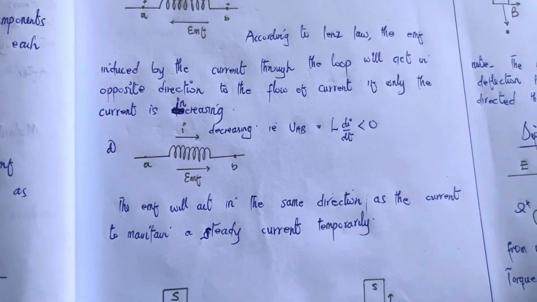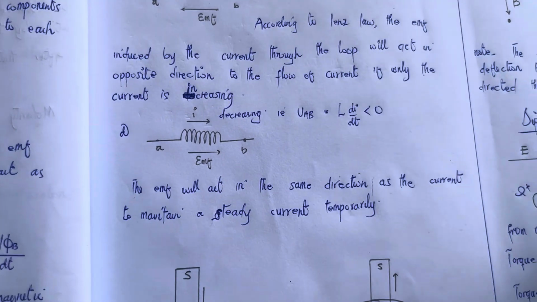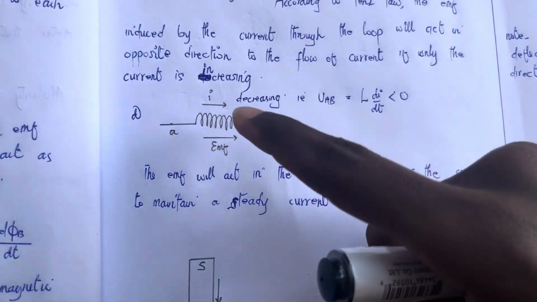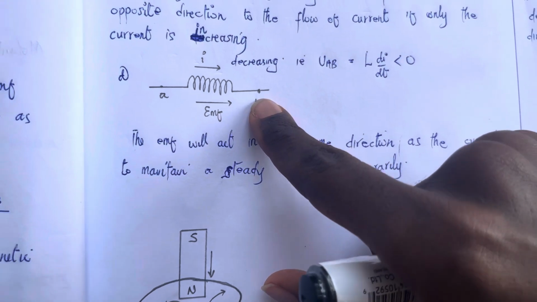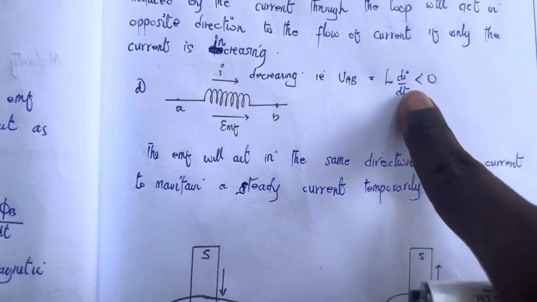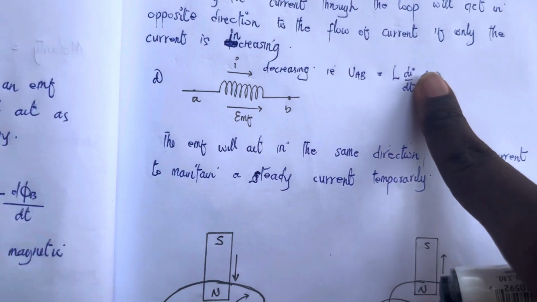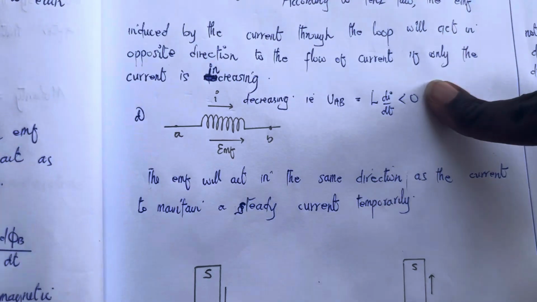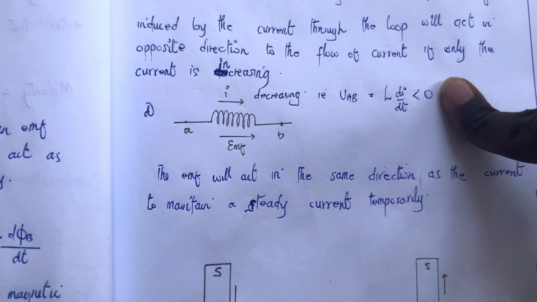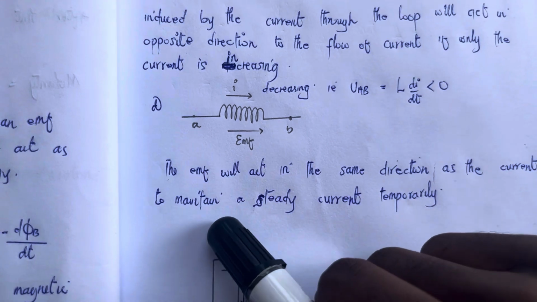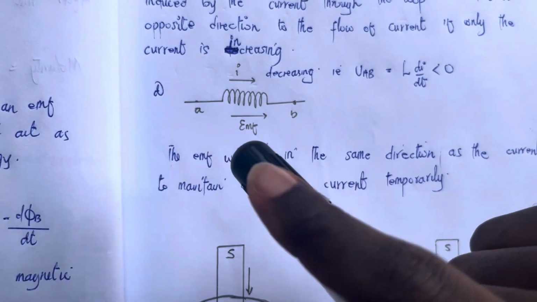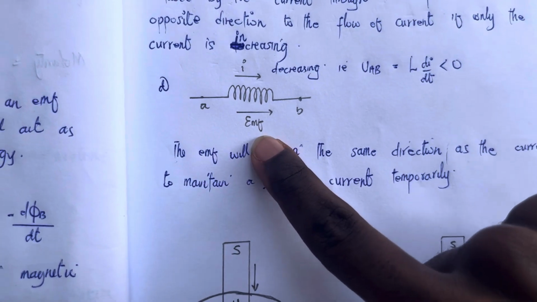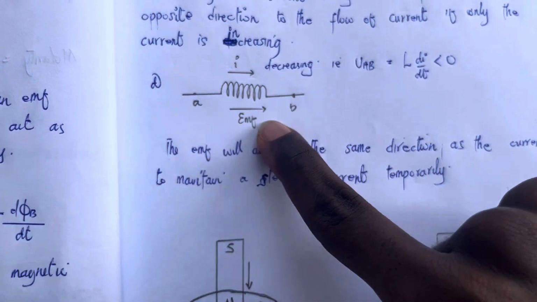The point D is when the current is decreasing. So if the current is decreasing, obviously the potential at A will be lesser than the potential at B. So VAB will be equal to the inductance L times dI over dt, which is less than 0. If it is less than 0, then it means that you are going to get something negative. Okay, so if the current is decreasing through the solenoid or the inductor, then the EMF that will be produced will be acting in the same direction as the current.